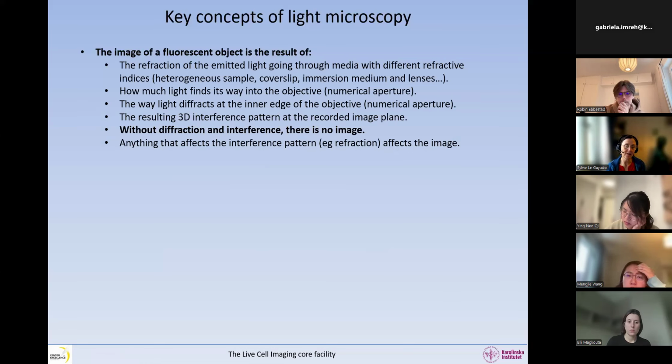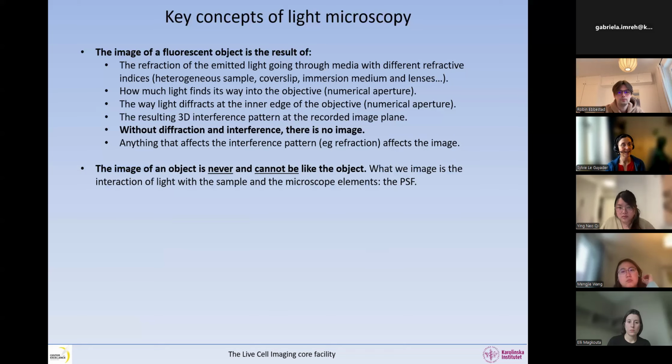Therefore, anything that affects the interference pattern, so the point spread function, for example refraction, will affect the image. That's where your role comes in. You would like to avoid affecting the point spread function. This is the reason why I said that the image of an object is never and cannot be like the object, because what we're imaging is the point spread function. We're imaging the way the light interacts with the sample and the microscope elements. So it cannot be the same.